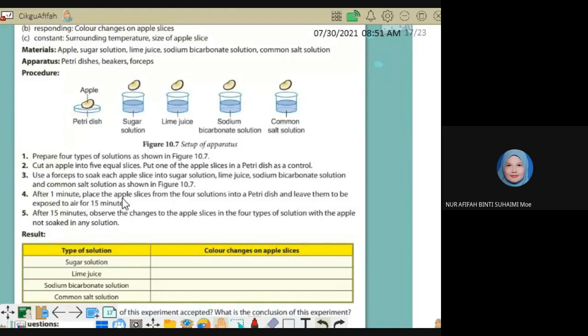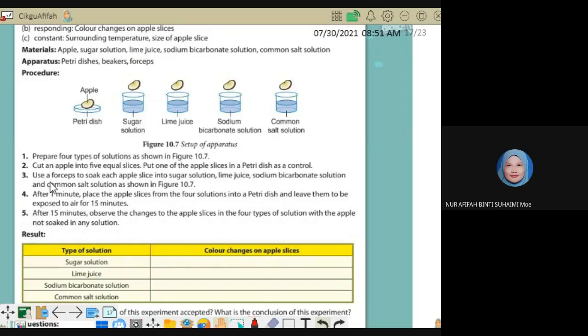After 1 minute, place the apple slice from the 4 solution into a petri dish and leave them to be exposed to air for 15 minutes. Number 5, after 15 minutes, observe the change to the apple slice in the 4 type of solution. So yang number 5 ni adalah responding variable. Okay.